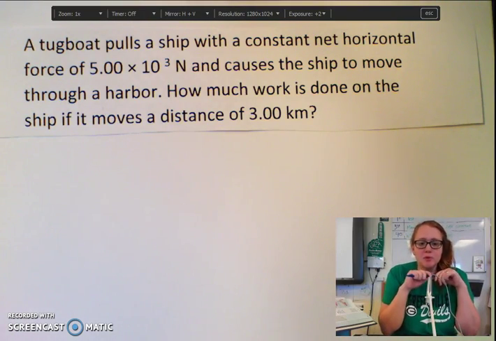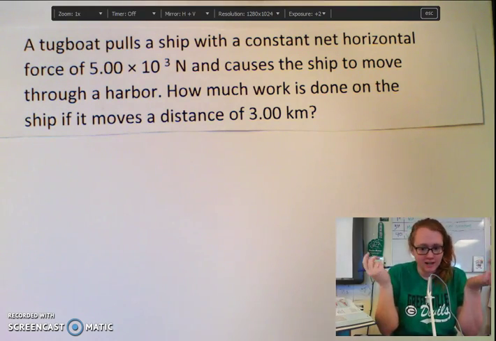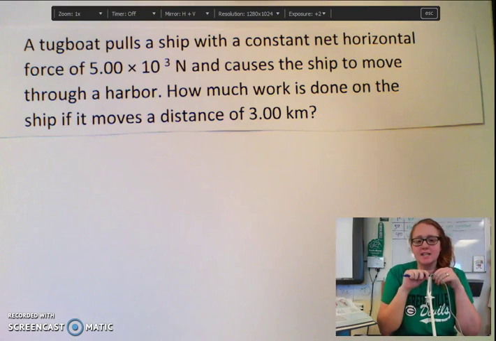Okay, our first quantitative example. A tugboat pulls a ship with constant net horizontal force of 5 times 10 to the third. Guys, that's a fancy way of saying 5,000. And causes the ship to move through a harbor. How much work is done on the ship?